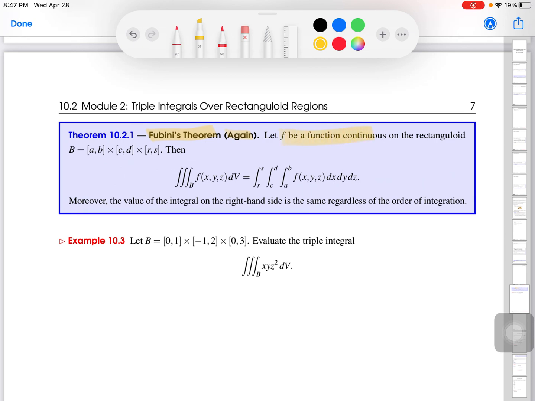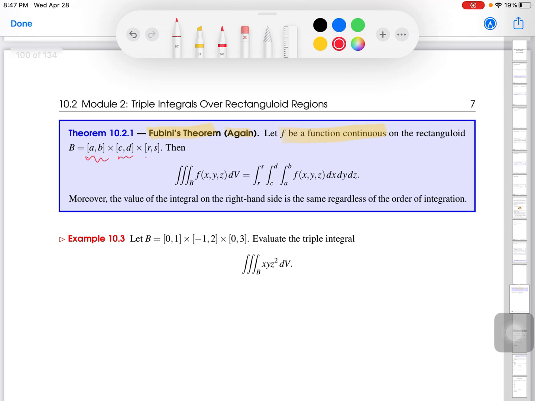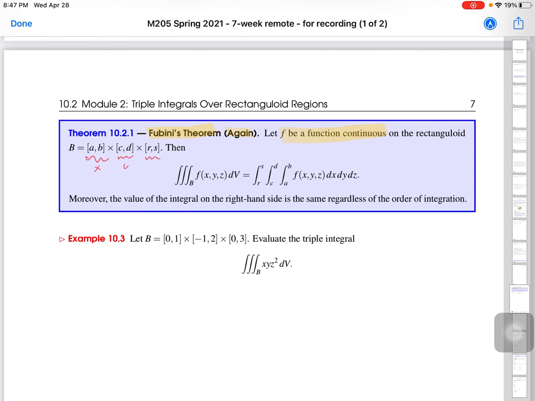Suppose a function is continuous on this rectanguloid. So first thing to notice that's tacitly being conveyed here is, as usual with the convention we talked about in the previous video, this is the x range, a to b, this is the y range, and now there's another one. So this is now the z range. So this is x, y, and z information. And so we are realizing that f is a 3-variable function in this theorem.